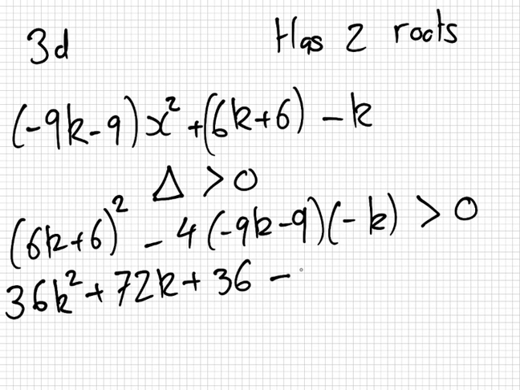minus 36k. Is that right? 4 by 9 is 36, and minus, minus, and a minus. And then minus 4 and minus k, another minus. Sorry, that's k squared, 36k, greater than 0.